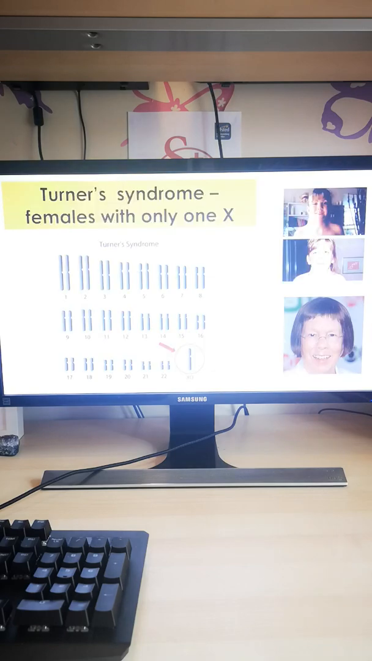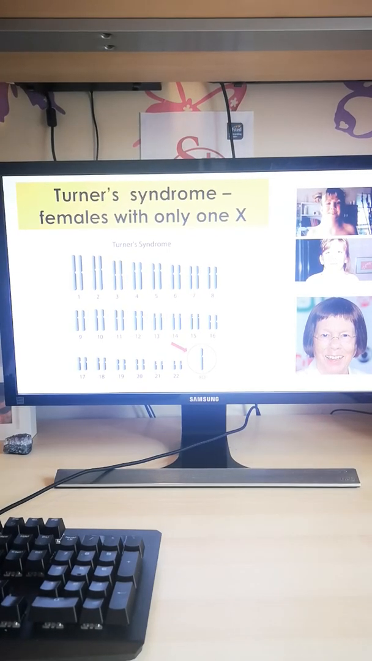Other ones that you've probably not heard of. Turner's syndrome is another example of a chromosome mutation, and this is where girls are born with only one X chromosome instead of two. Some of the characteristics that causes are shortness of stature and a sort of webbing of the neck. So one celebrity, Linda Hunt, who has Turner syndrome, is quite a famous actress you might know of.